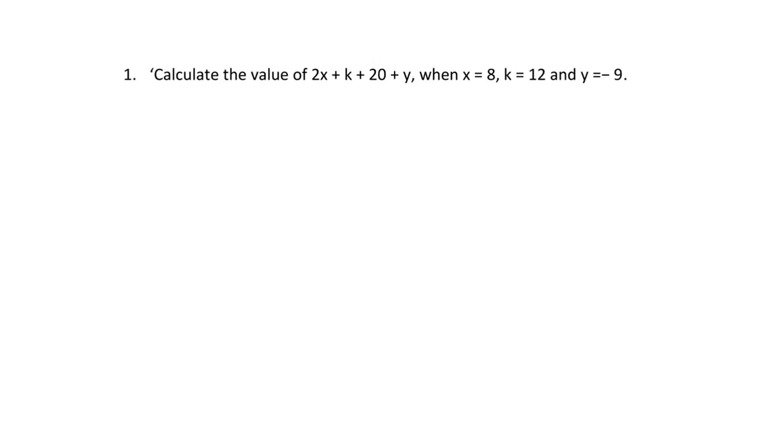Question number 1. Calculate the value of 2x plus k plus 20 plus y when x equals 8, k equals 12, and y equals -9. Okay, so for this one, to calculate the expression, we are just going to substitute the given values from our question. Then our expression is going to be 2 times 8 plus 12 plus 20 minus 9, of which after solving the values, we are having 39. And this is going to be our answer.